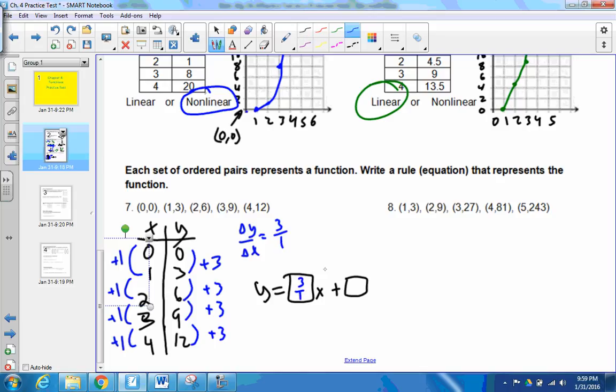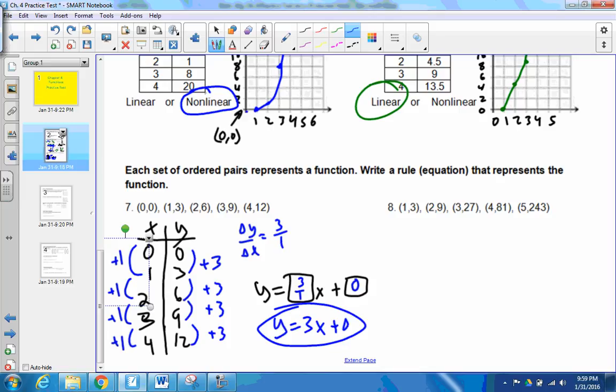And if we plug in a number, let's plug in 0. 3 times 0 is 0, plus 0 would get you 0. So let's see if that works for another one. Plug in 1 for x. 3 times 1 is 3, plus 0 would get you 3. So there's your equation. Y equals 3 over 1 x, plus 0.